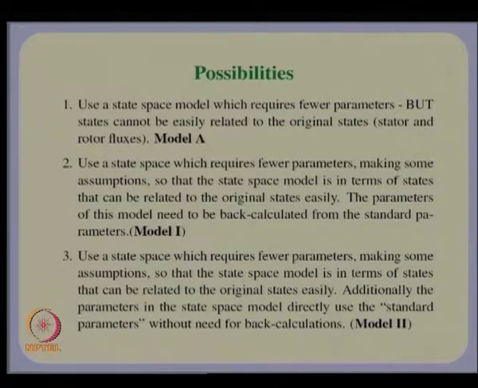So, model A is a model without any approximations, and is a state space which requires fewer parameters, but the states cannot be easily related to the original states, which are the stator and rotor fluxes. The second possibility, model 1, is a state space which requires fewer parameters, but it is an approximate model which makes certain assumptions. But the good thing about model 1 is that the states are very easily related to the original states.